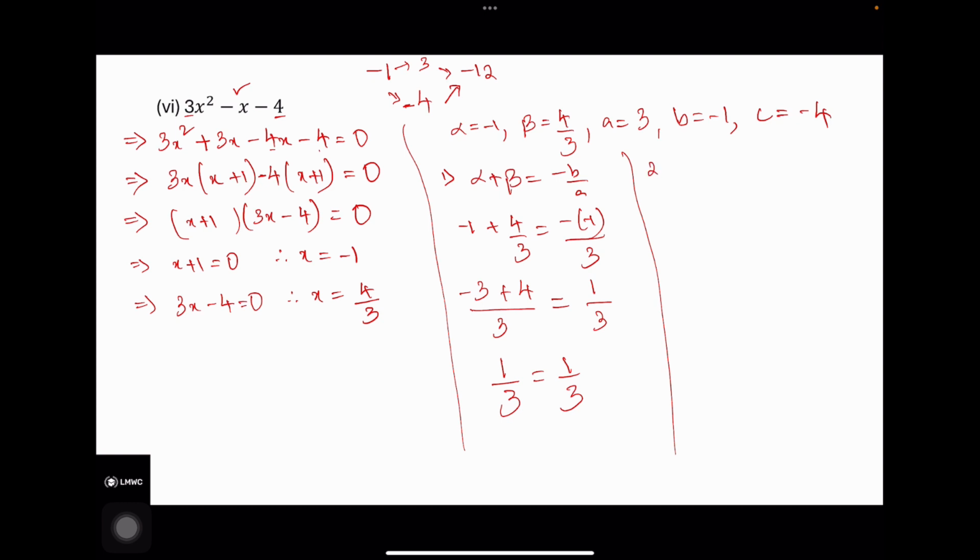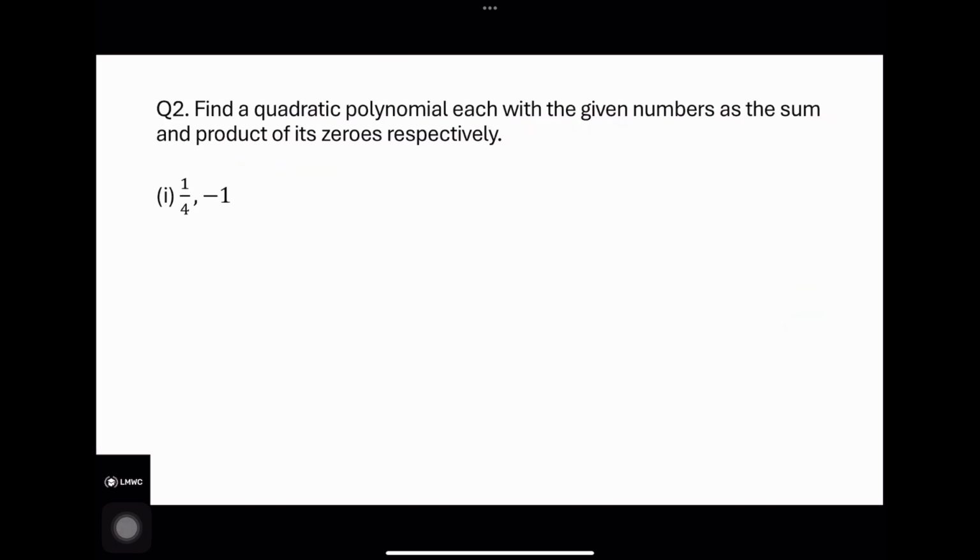So the second verification is product of zeros. Formula is c upon a. So alpha as -1, beta as 4 by 3, c as -4, and a as 3. So -1 times 4 by 3 is -4 by 3, which is same as RHS. So with this, we are done with the first question. So the next questions, we are asked to find a quadratic polynomial, and the given are the sum and the product of the zeros. So we are given the alpha plus beta and alpha into beta.